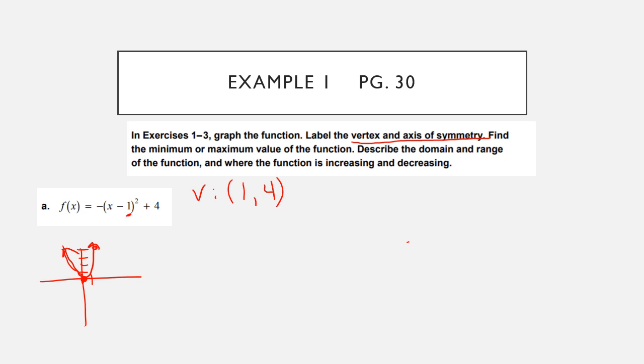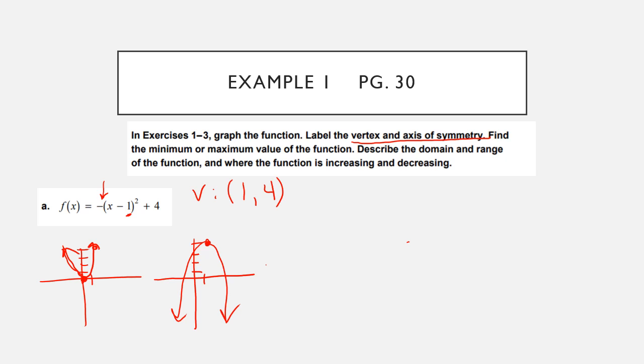So let's talk about the axis of symmetry. Let me redraw this because I'm not really liking this. So far we've said that the graph is going to move right 1, up 4, and also about this negative, it's going to flip it over the x-axis. I need to understand that so that I can answer the rest of the questions.